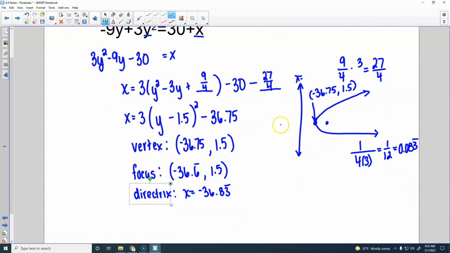And then our last thing is that axis of symmetry, which is horizontal. And since it is horizontal, it's going to be y equals, and our y coordinate is 1.5.